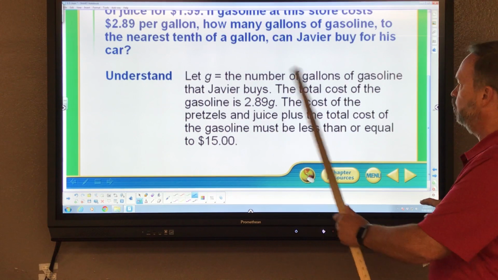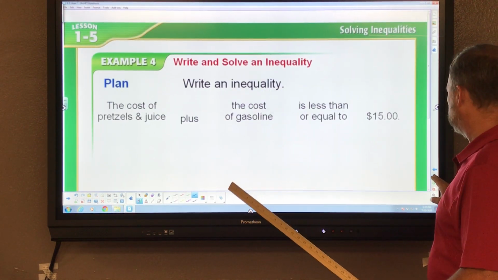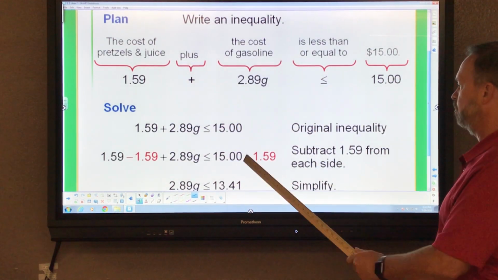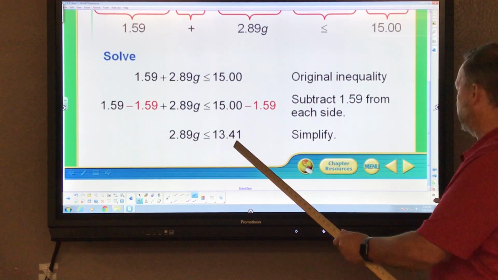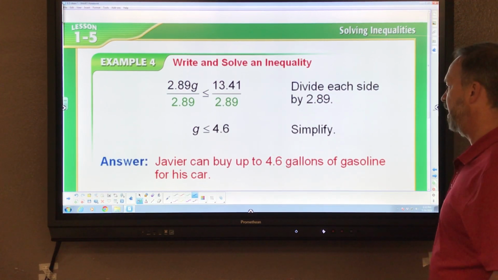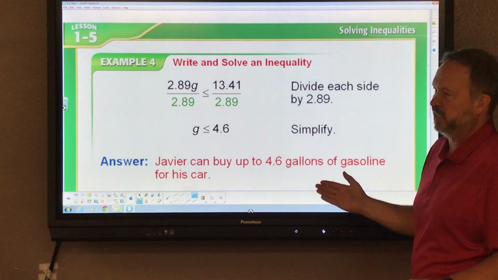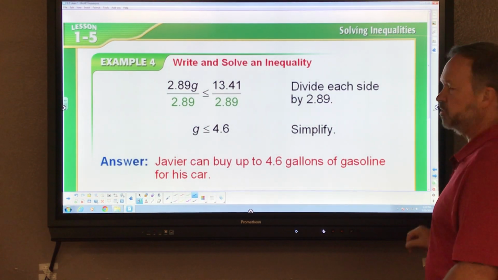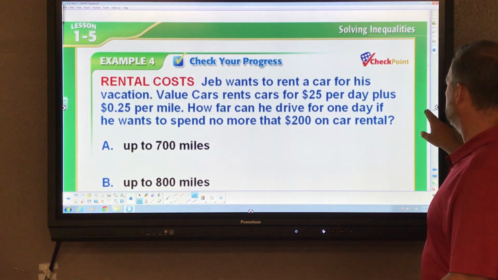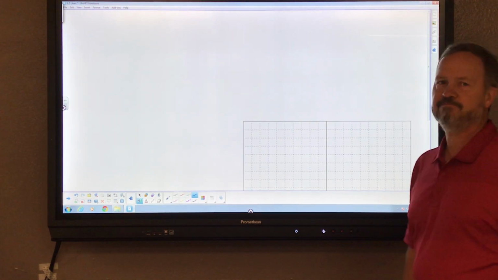So they kind of went through that process of understanding just like we did. You'll be able to see this in the Google Classroom. They talked about the food, the gas. They wrote this thing up. They got the same 13.41 that had to divide by the 2.89. They got 4.6. So Javier can buy up to 4.6 gallons of gas to the nearest 10th. He can't buy 4.7. He just can't. Doesn't have enough money. Unless he's got some change hiding in his drawer, and that was not what we were told. Okay. So this problem is going to be much the same, work the same, and now you can go try it.